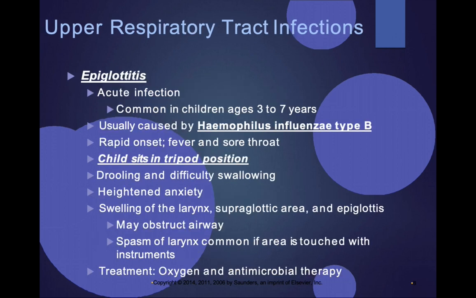Okay? All right, epiglottitis. This is an acute infection, commonly between kids between the ages of 3 and 7. This one's caused by the Haemophilus influenzae type B. It's a rapid onset. There's fever, sore throat, and one of the keys to this is the child sits in a tripod position. There's drooling, there's difficulty in swallowing, and there's heightened anxiety that the child feels. There's swelling of the larynx, the supraglottal area, and the epiglottis. This can obstruct the airway. The spasms of the larynx are common if the area is touched with instruments. And the treatment here is oxygen and antimicrobial therapy.